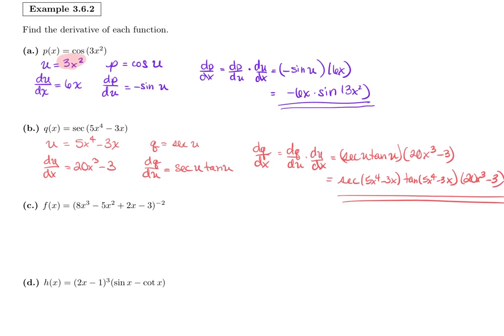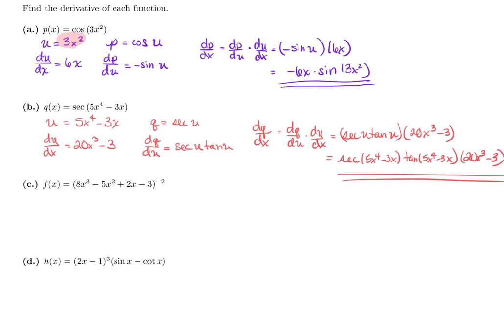We're going to do one last example using this u substitution, and then we're going to move into more chain rule with product rule for the last two on this page. So let's look at C. C says I've got 8x cubed minus 5x squared plus 2x minus 3, all to the minus 2. I want you to let u equal 8x cubed minus 5x squared plus 2x minus 3. du dx would then be 24x squared minus 10x plus 2.